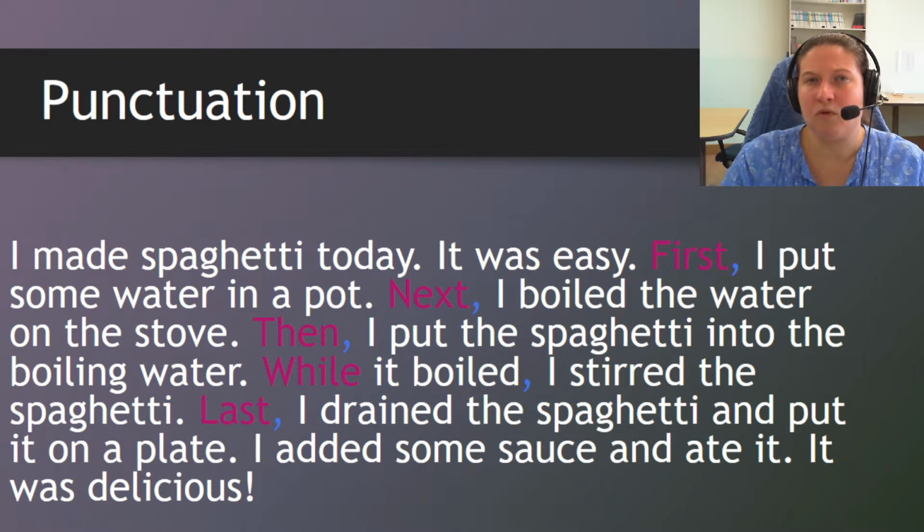All right, when you write out these expressions, you need to remember a comma after your order words if they're first. Like this, first, I put some water in a pot. It's important because this tells you to pause. So remember to pause when you're speaking also.